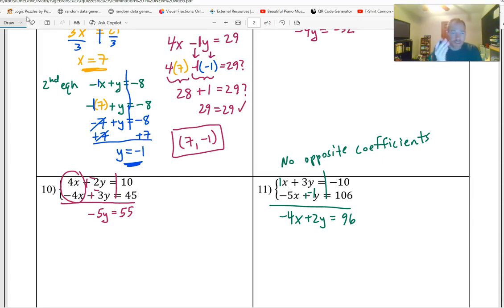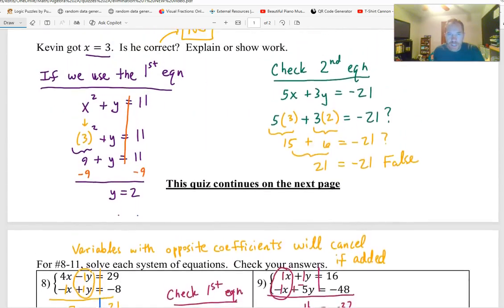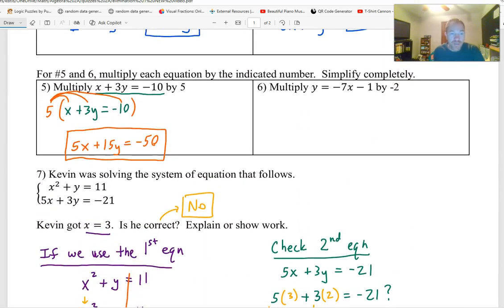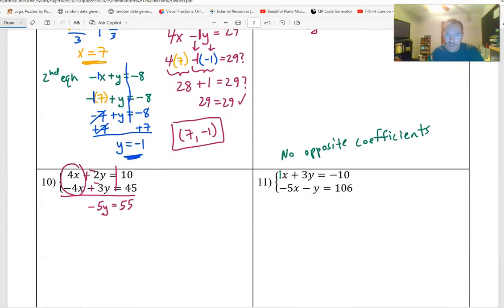Not like number 8, number 9, number 10, when we had those opposite coefficients and we added, one of the variables was eliminated. One of the variables went away. But if you remember, let me erase this here. If you remember on the previous page, what number was it? Number 5, we had, that equation looks familiar. X plus 3y equals -10. That's our first equation. X plus 3y equals -10.